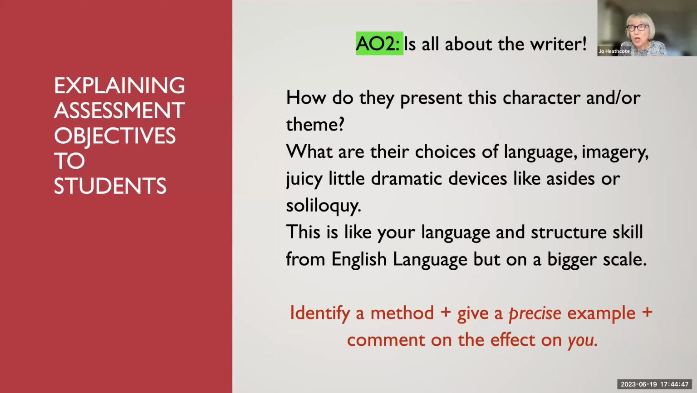So again here, what do we want students to do to show AO2 skill? We want them to actually identify a method using their subject knowledge, using their subject terminology. We want them to give a precise example of it. I spend a lot of time with teachers now working on this idea that when a student identifies a simile, we want an example of a simile, not a long quotation where we have to guess where the simile is. Obviously, we know where the simile is, but we want to know that the student is proving that they know.